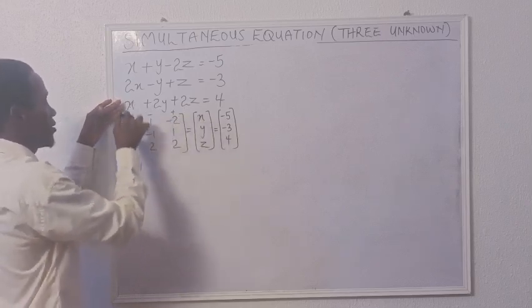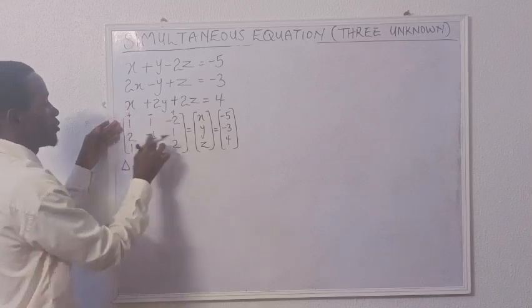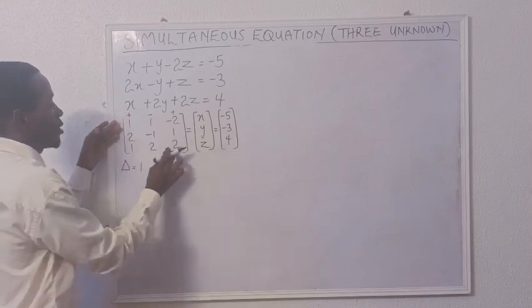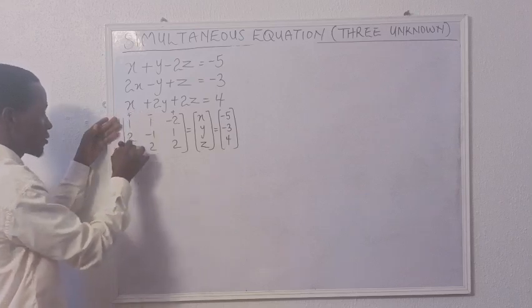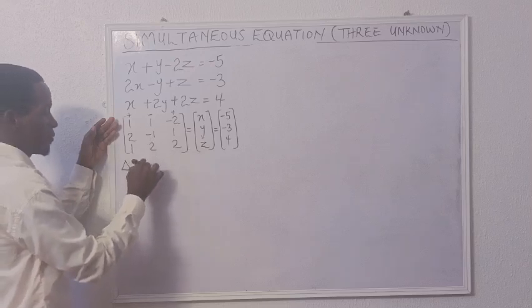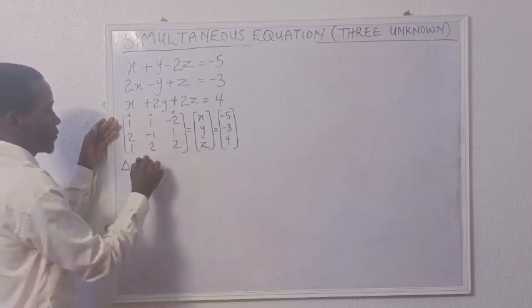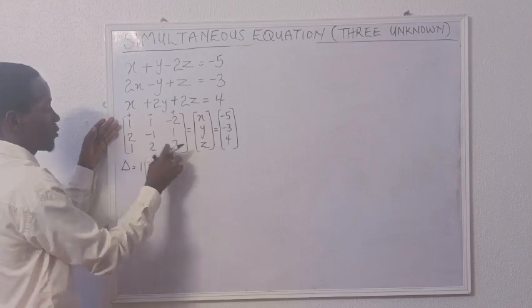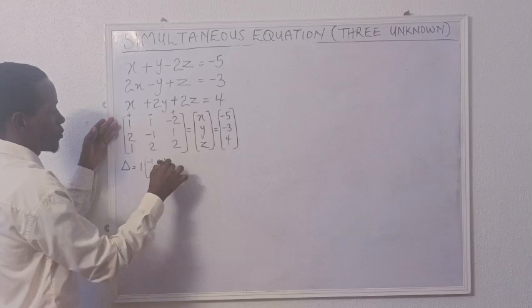What are we left with? We are left with minus 1, 1, and 2, and 2. Again, I strike this out, and I strike this out. What do I have left? Minus 1, 1, in the form of a 2 by 2 matrix, and 2, 2.